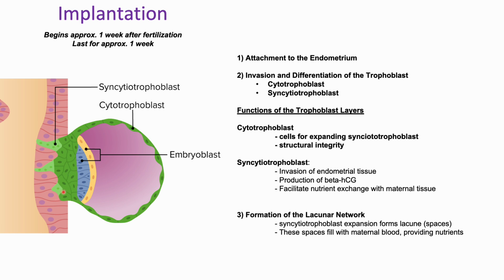So again, the end goal here is to develop into a placenta and to develop that interface between the two blood supplies. And we do that because the trophoblast is again dividing during the implantation phase into the cytotrophoblast, which is the internal mononuclear cell layer, and the syncytiotrophoblast, which is the more invasive multinuclear cell layer.